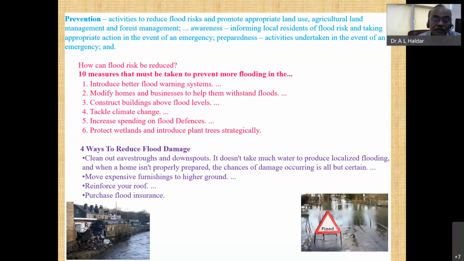Clean out your gutters and downspouts. It does not take much water to produce localized flooding. For this, big dams and reservoirs can help. Remove expensive furnishings and reinforce your roof. It means that you have to take precaution on your own building. You should be aware and take flood insurance also.